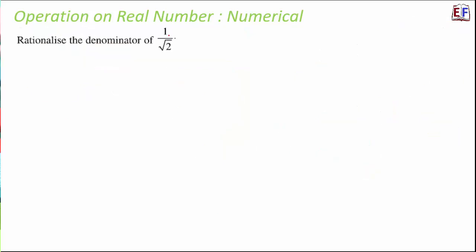Rationalize the denominator of 1 by root 2. What do we mean by rationalize? Basically, if you see here, the denominator is an irrational number. Root 2 is irrational, so we have to rationalize it. That means the denominator should be a rational number.